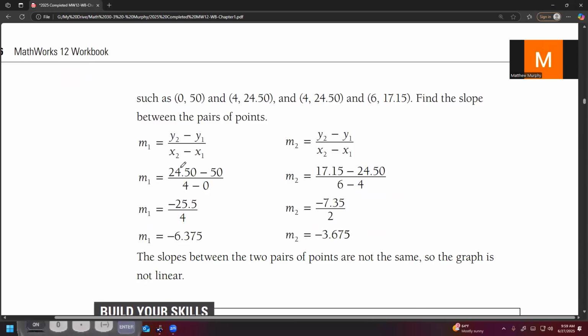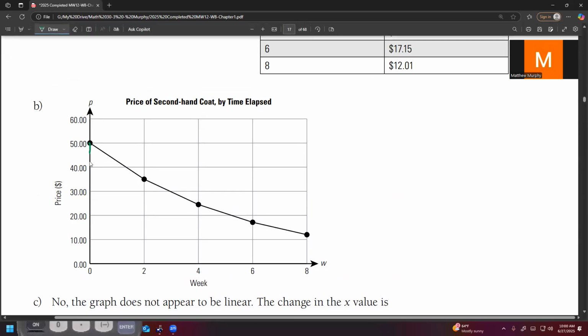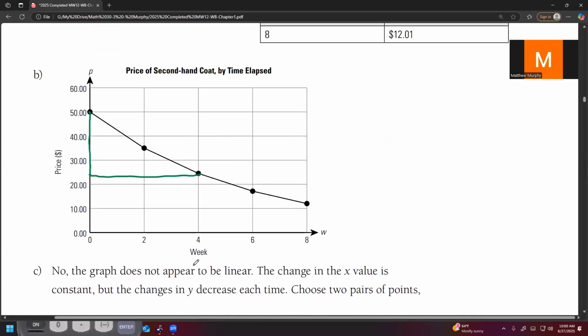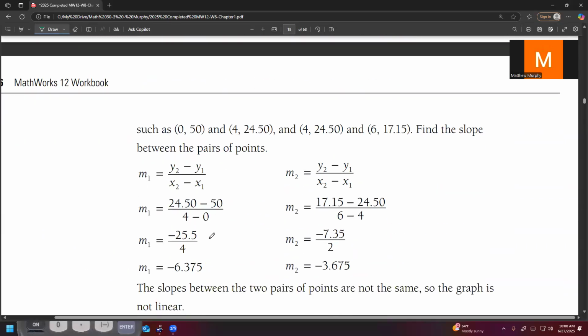So they've chosen 24.50 minus 50. So they chose, where is the 50? Right there. They chose this one. Okay. So they noticed that it went down how much? Negative, so they subtracted and got minus 25.5. So it went down 25.5 and over 4. So that's what all of this is.